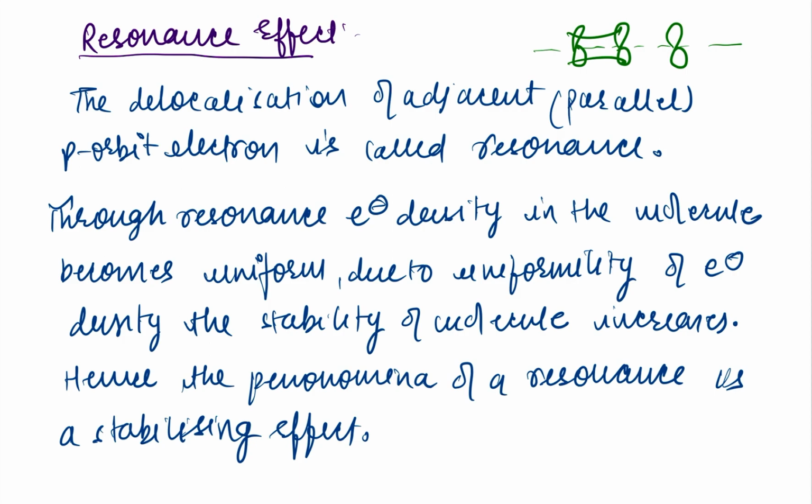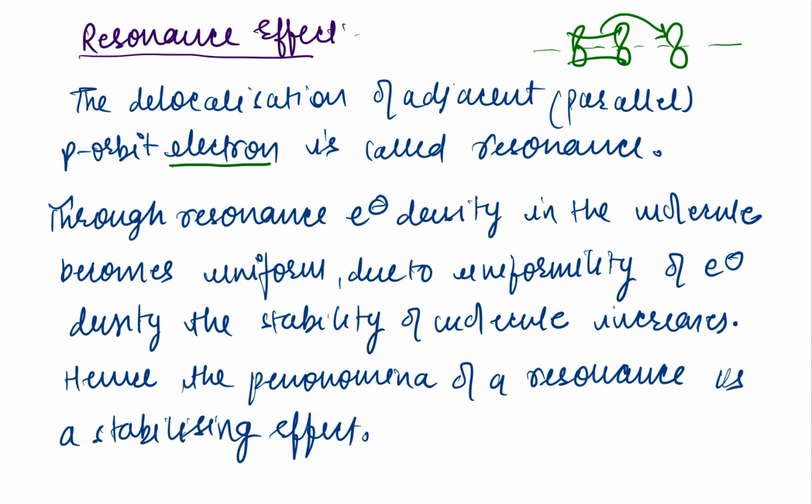So the delocalization of electrons: localized means stable, delocalized means not stable. Stable doesn't mean by the energy, stable means by the same position. So the delocalization of adjacent p orbital electrons: the electrons are delocalized, these electrons will shift over here, and this is called resonance. We will look deeply into what resonance is, but this is a general, basic definition.